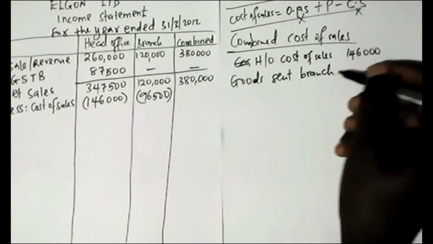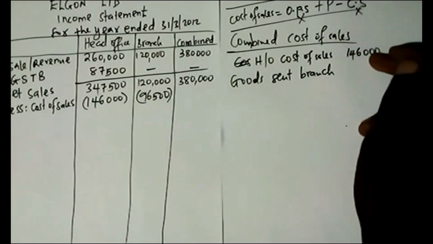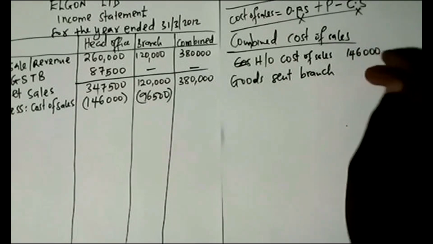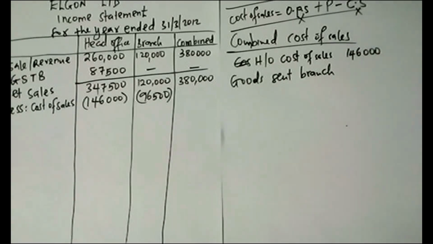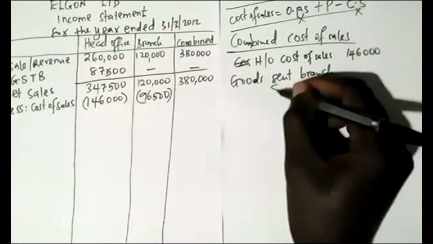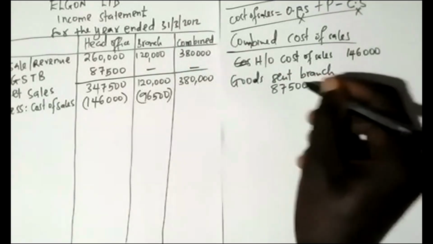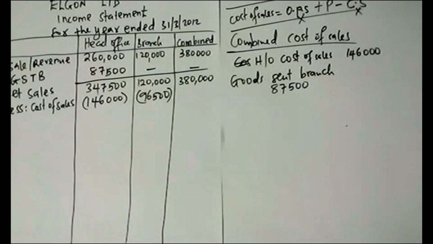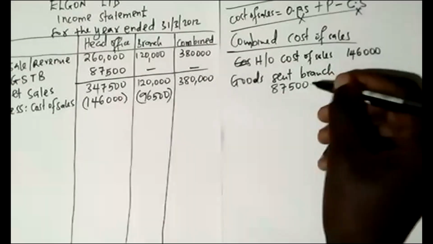So goods sent to branch, which were included under the head office cost of sales, I have to subtract here. And the goods sent to the branch, you can see it was 87,500. But they never said if these goods were resold. And we know that if they are not resold, and the head office had sent the goods to the branch at a profit, then the branch has not realized the profit which the head office realized. That is why they made a provision. So I have to reduce the provision of 750.